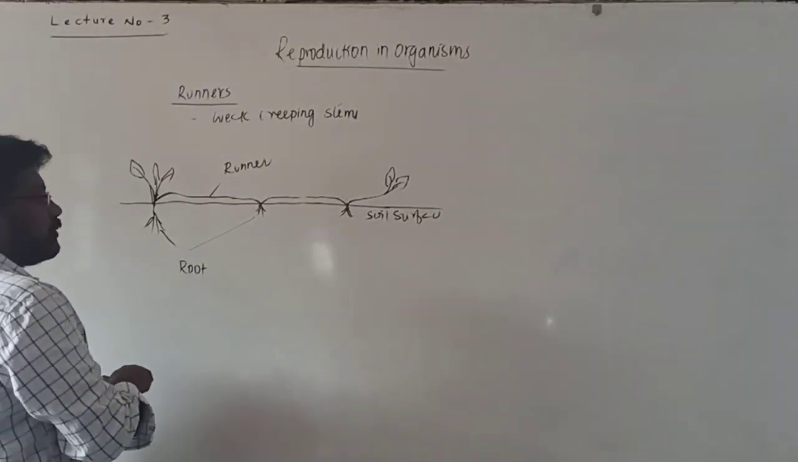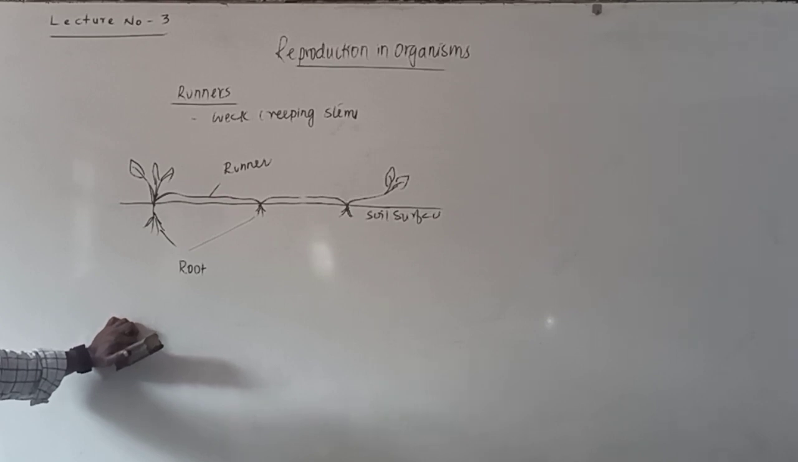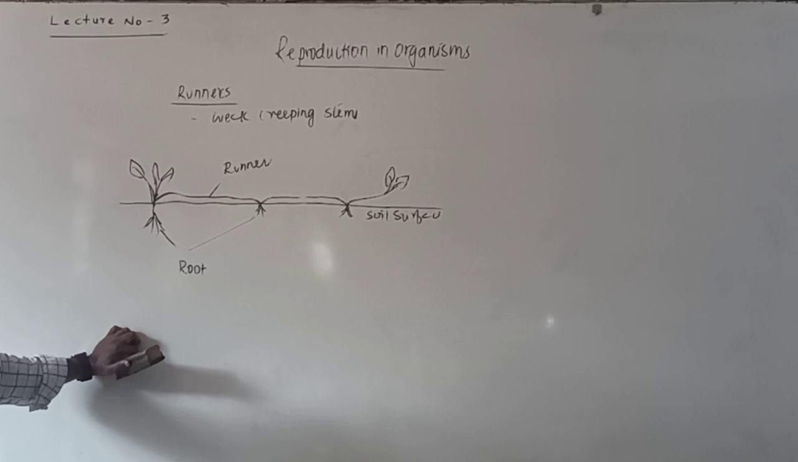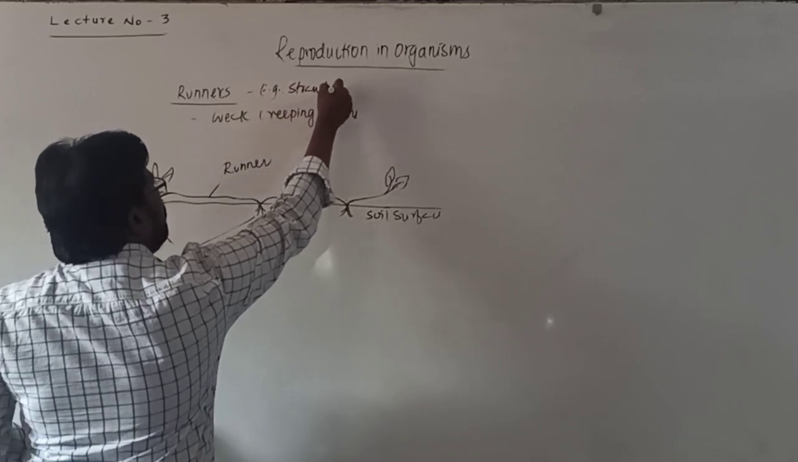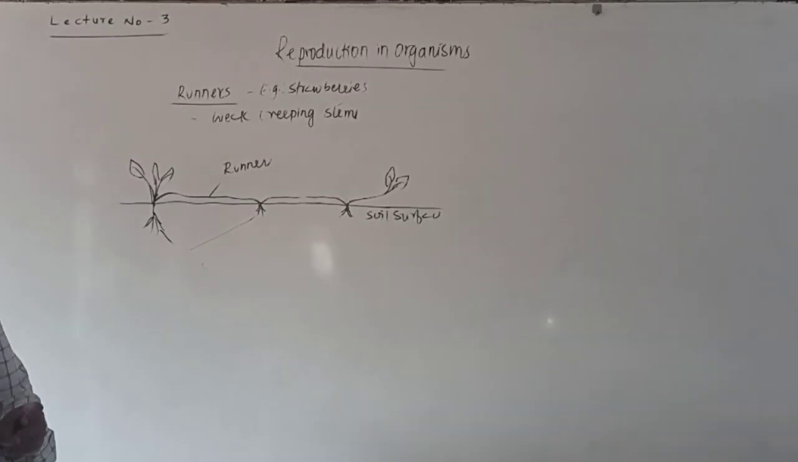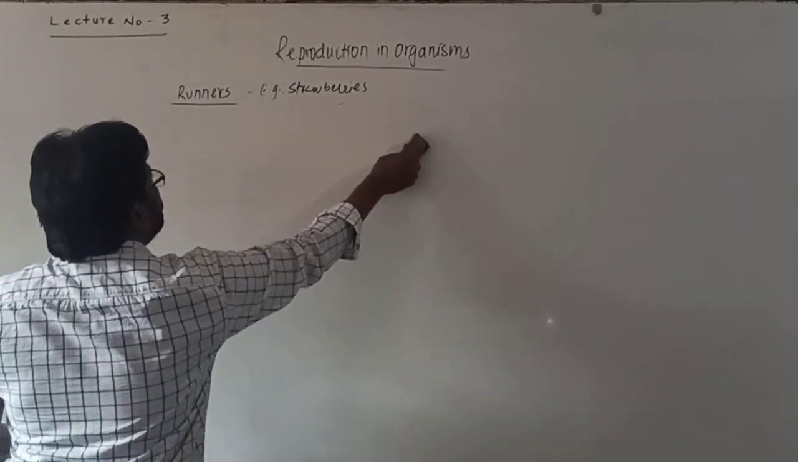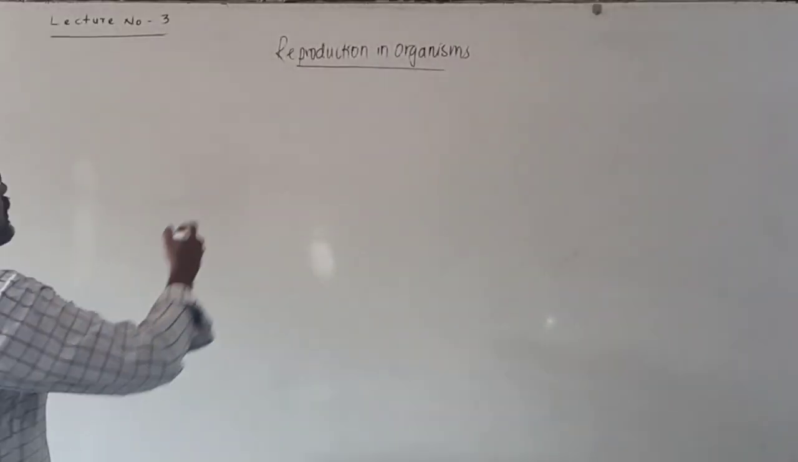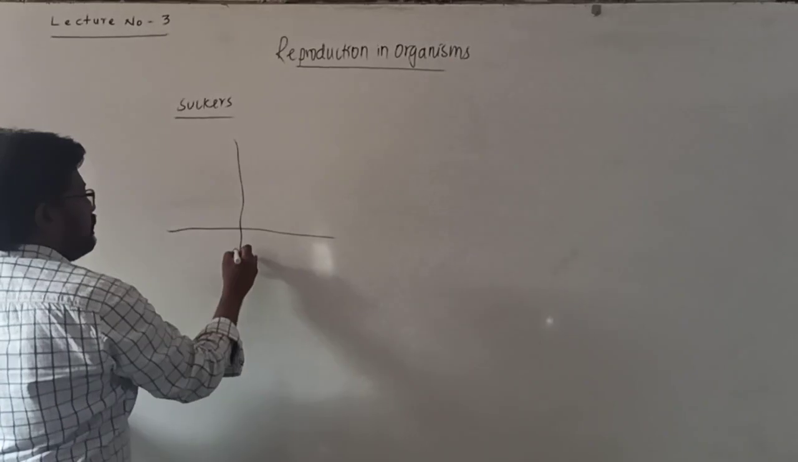That is asexual reproduction, because this stem is a part of the vegetative body. As I already mentioned, the meaning of vegetative propagation is development of any part of the plant into a new individual except the flowers. Such runners you may see in the case of strawberries. So strawberries form an example where you will see these runners. The next one, let's see about suckers. A sucker will be developing from a stem below the soil.